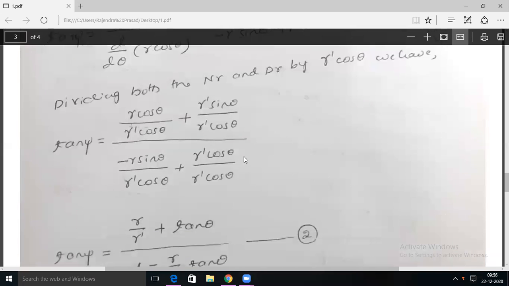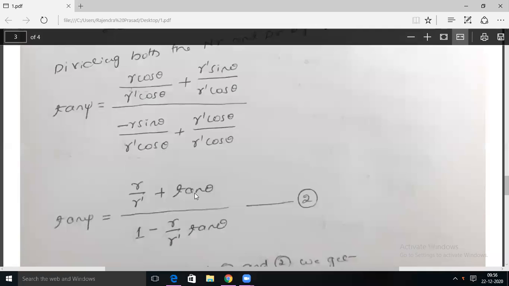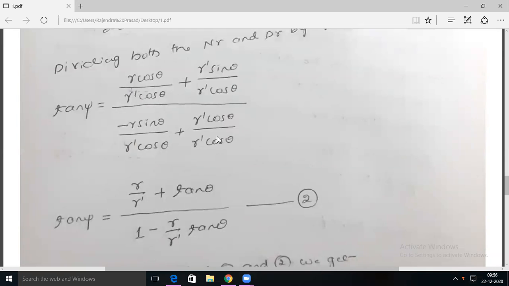So observe carefully here. Cos theta gets cancelled. The remaining part we have here is r upon r dash. See here, r upon r dash. R dash gets cancelled. The remaining part we have here is sin theta upon cos theta. So sin theta upon cos theta, that is what? Tan theta. Next, observe here. R dash cos theta, these two get cancelled.